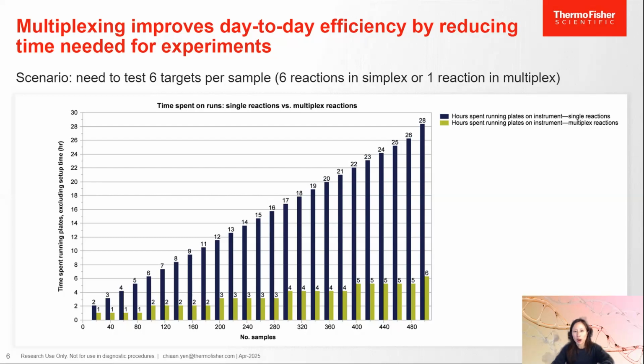And for this graph, I haven't even included the amount of time for setup, right? The hands-on time. This is only hands-off time when it's running on the instrument. And as you can imagine, if that time is included, the difference could be even larger. So all in all, these 3 graphs that I've shown for a hypothetical scenario kind of drill down to the point that multiplexing is very useful in that it saves you cost, saves you time, it reduces plastic waste, and also really improves the day-to-day efficiency in lab.